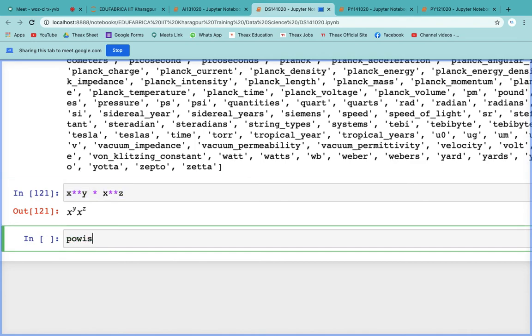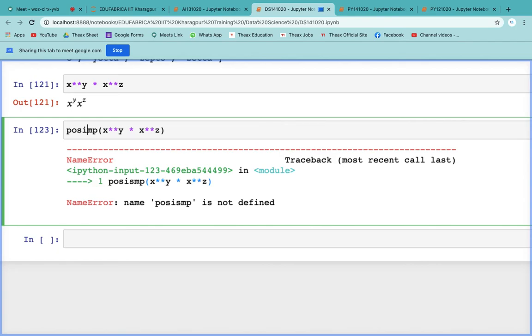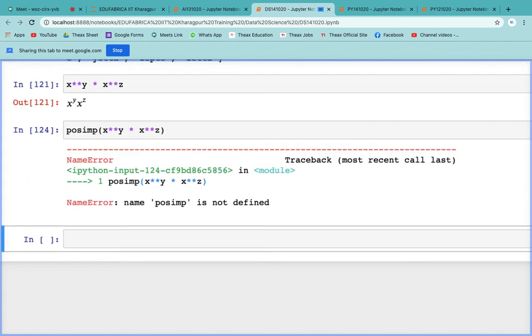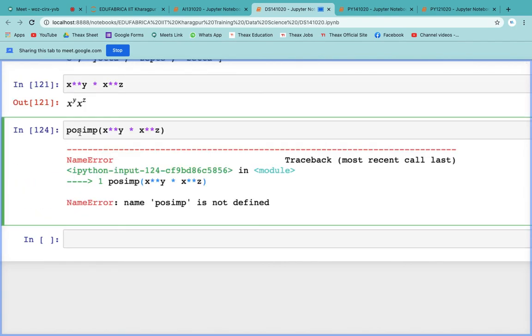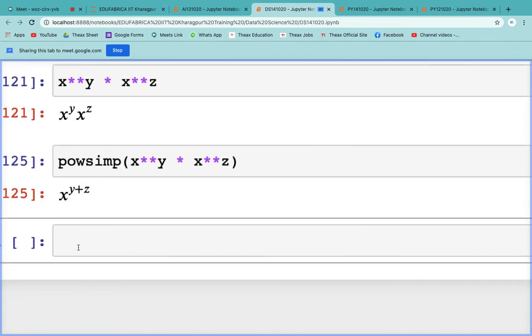So when providing this, you get what is this? Not defined. Is there something? Yeah, okay. S should not be there, it is pow in sympy. Yeah, x to the power of y plus n.